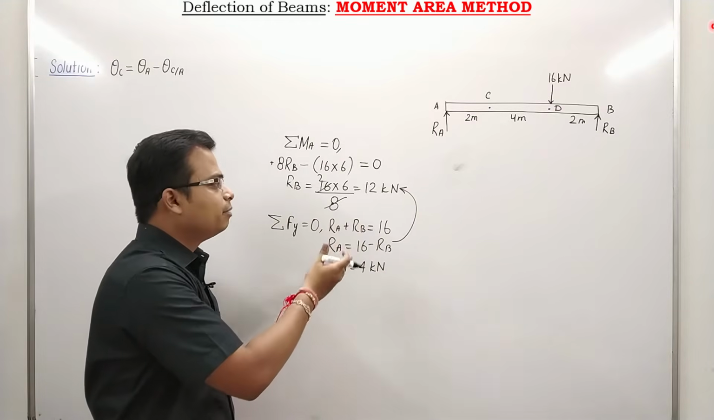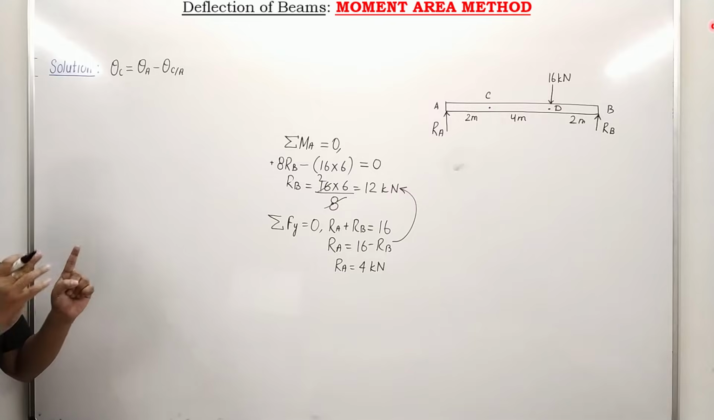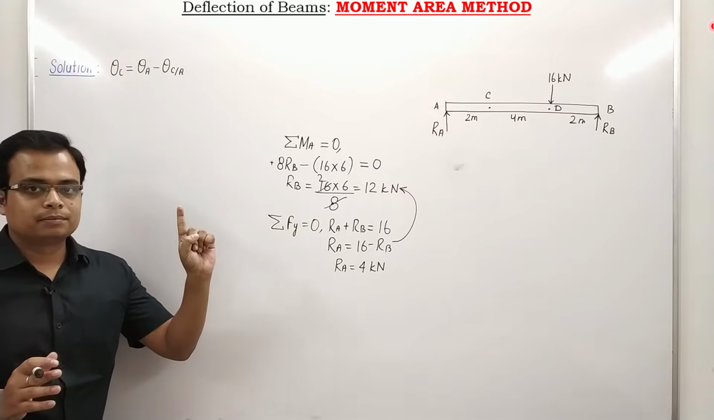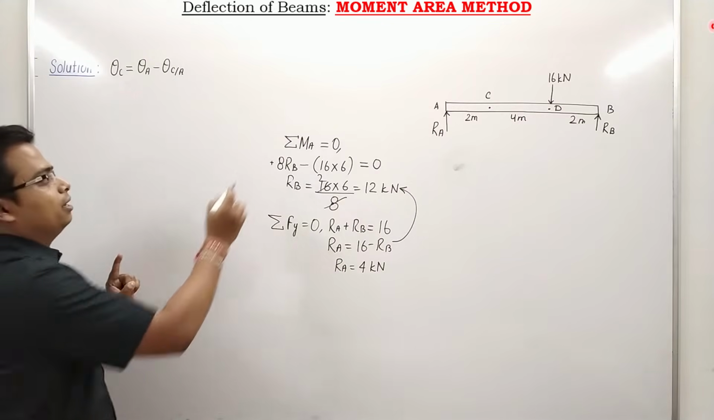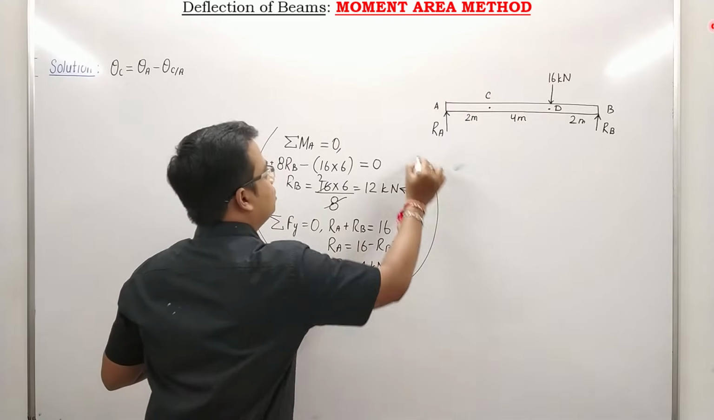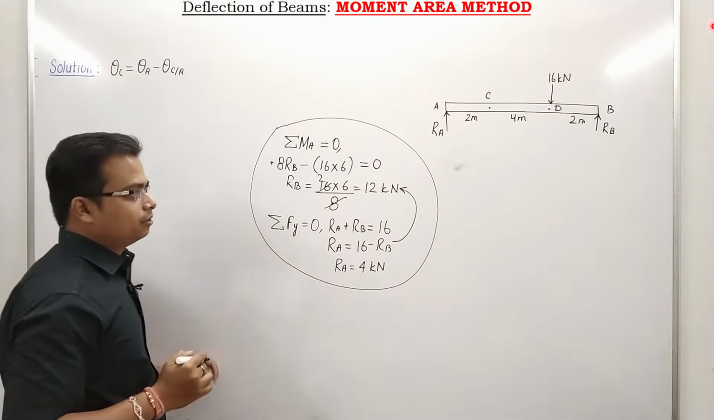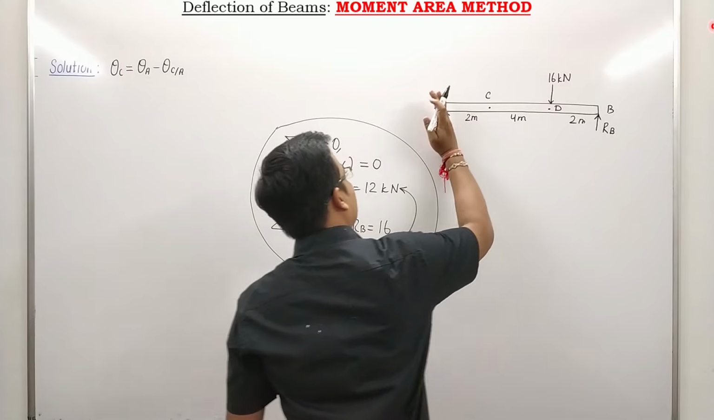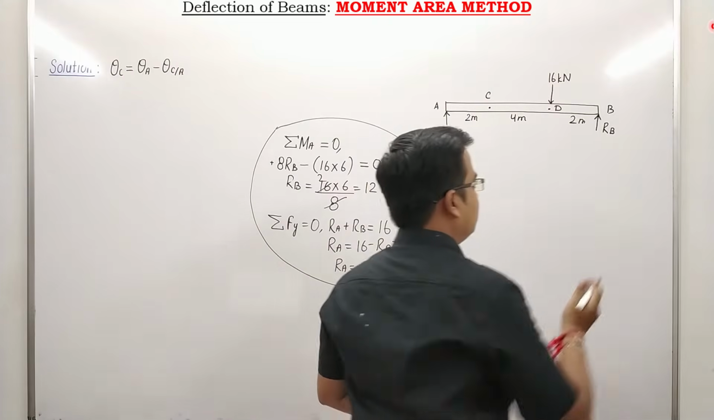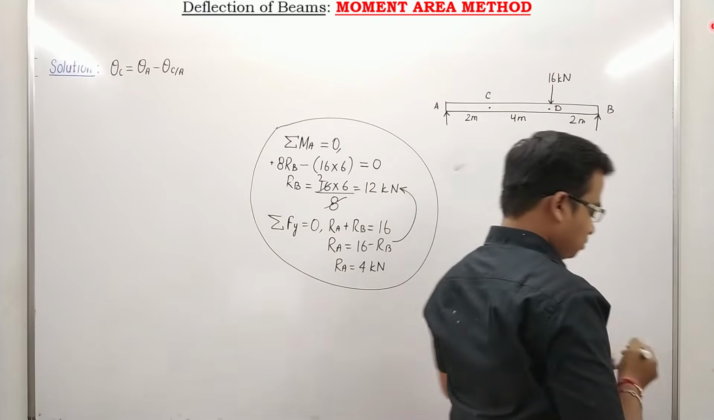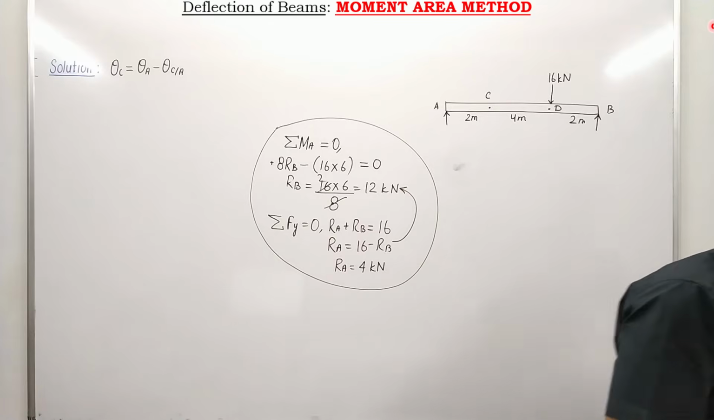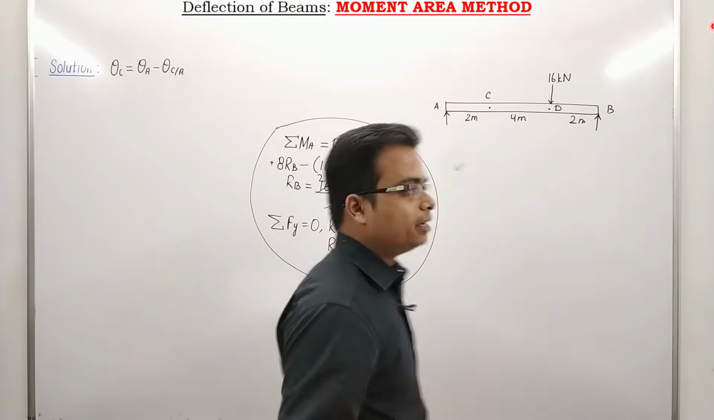Calculating the values of RA and RB was very simple. Please take a snapshot because I'm going to rub this thing. Okay, noted? Okay, let me keep it. This is the calculation of reaction. Let's proceed now. Now, let me erase this. Let me erase this also. And let's now use the red color.